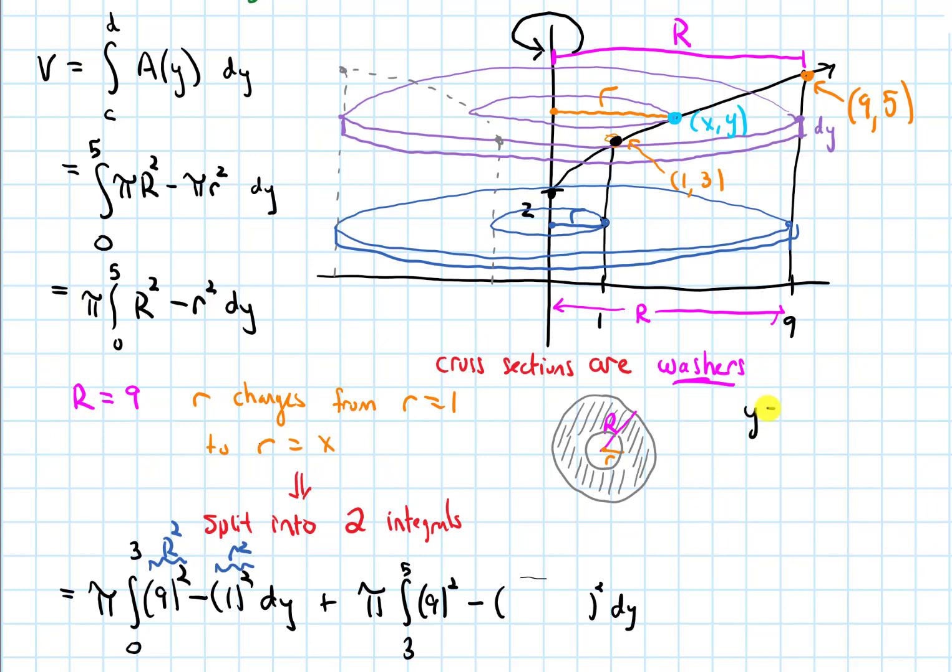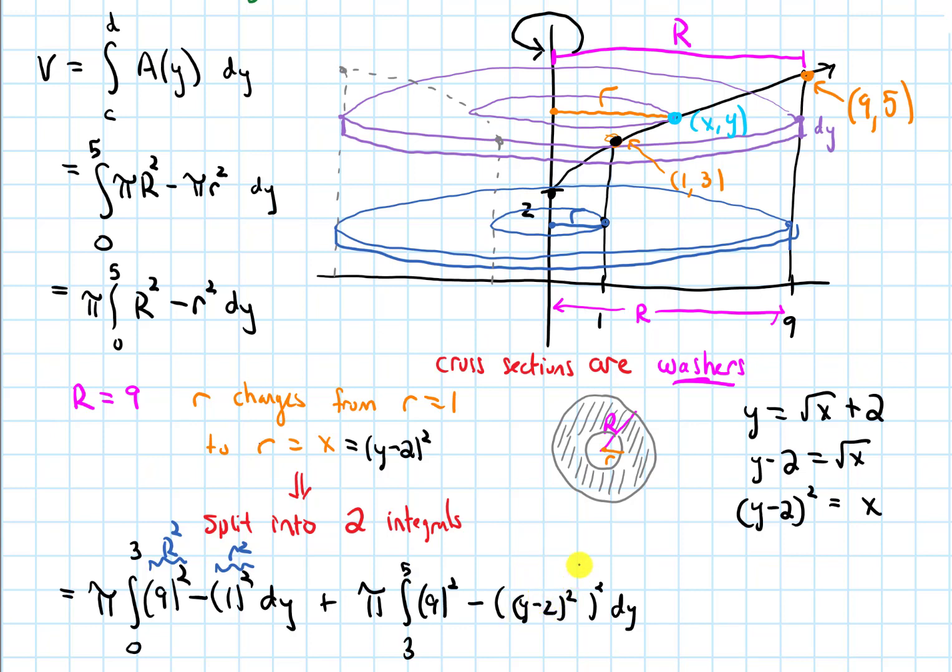Okay, so my equation was y equals square root of x plus 2, and I'm going to isolate the x here. So I'll get y minus 2 equals root x. And if I square both sides, we'll get y minus 2 squared equals x. Okay, so that is what this x value equals. It's y minus 2 squared. And now I can plug that in for the little r. So we will get y minus 2 squared, that's little r, being squared. So there are two squareds here. This is little r being squared.